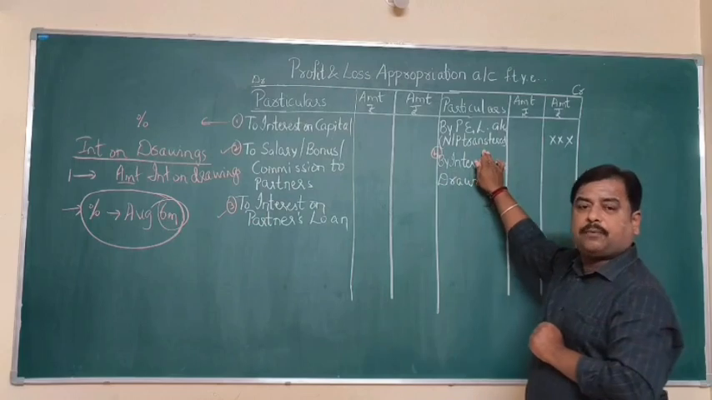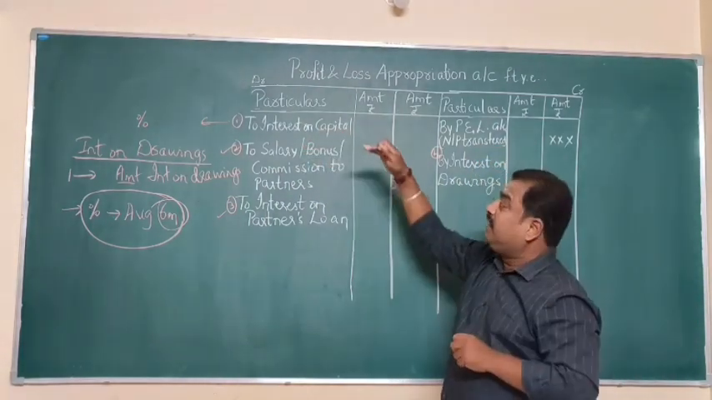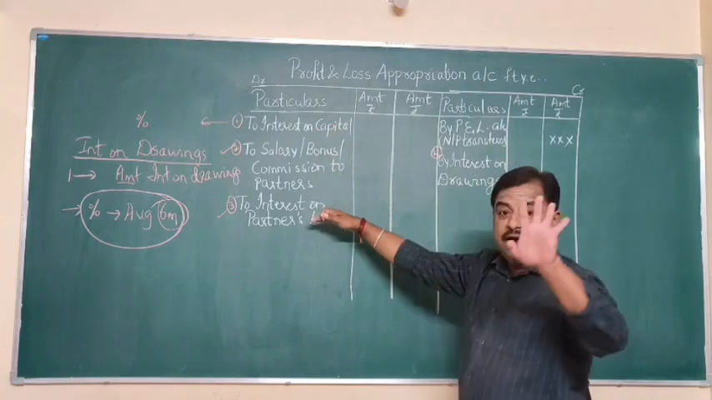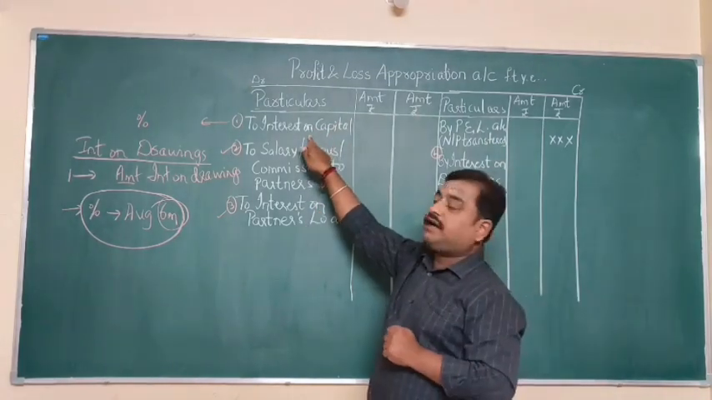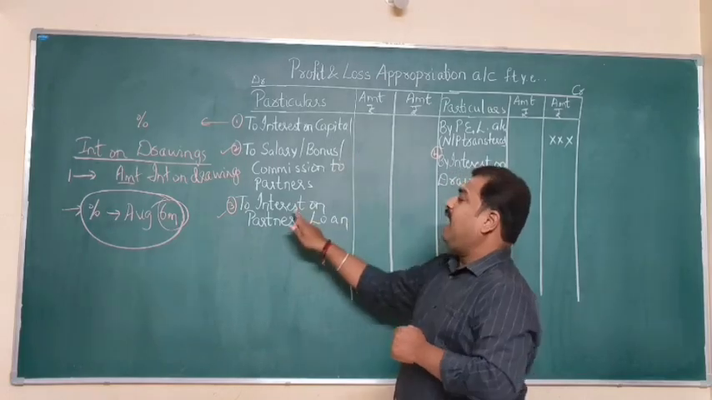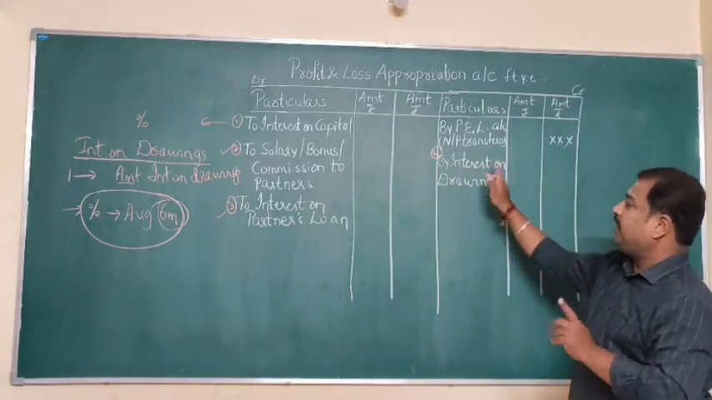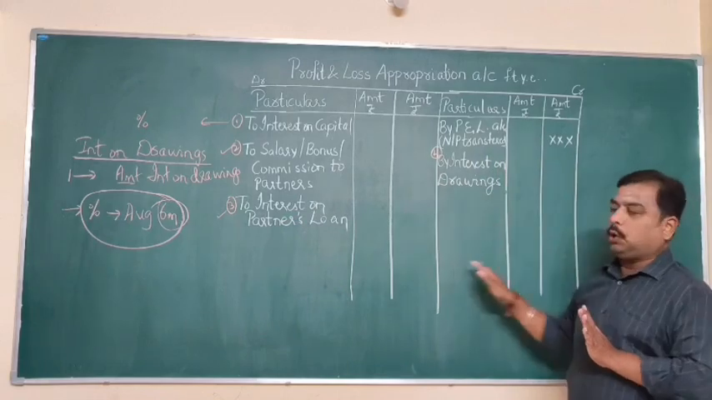First, net profit transferred; if it is a net loss, it comes on this side. 3 adjustments come on the debit side: interest on capital, salary, commission or bonus payable to the partners, and interest on partners' loan. On this side, one adjustment, interest on drawings. Then we have to close this account.